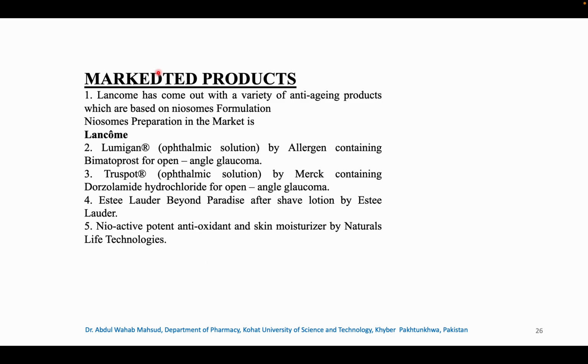Marketed products, these are the different marketed products, those products which are approved by the FDA and available in the market. Like you can see over here, Lancome has come out with a variety of anti-aging products which are based on niosome formulation. Lumigan ophthalmic solution by Allergan containing bimatoprost for open angle glaucoma. Trusopt ophthalmic solution by Merck containing dorzolamide hydrochloride for open angle glaucoma.